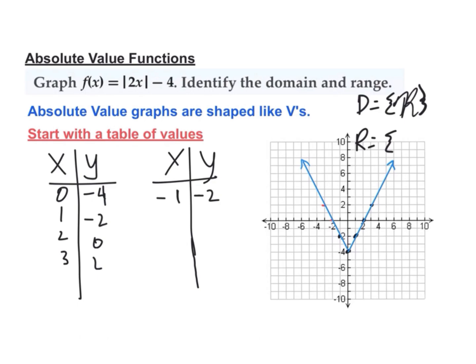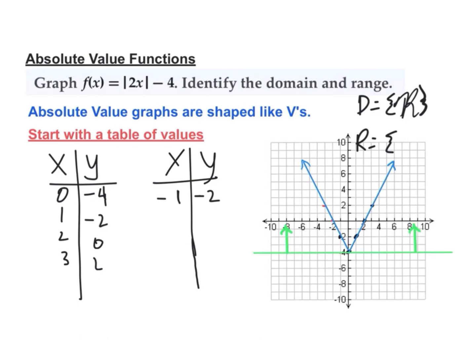The range are ceilings or floors. So we're looking for, again, a naturally occurring top. Is there anything stopping this graph from going up forever? No, it's going up forever. There's no ceiling. Is there a floor? Yes. There is.